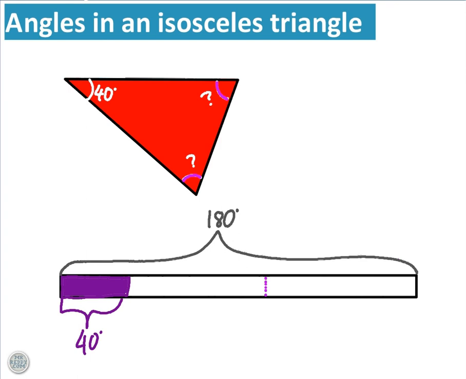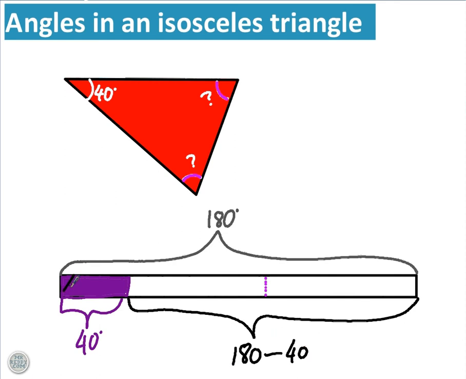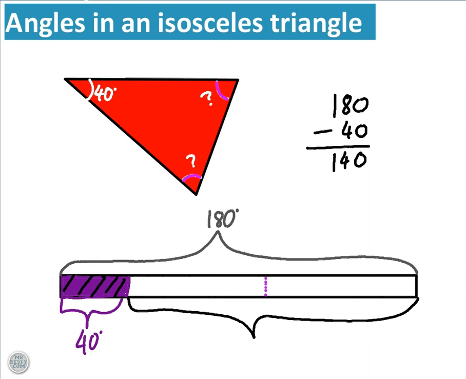Well, I can work that out. This portion here is 180 take away 40. If you imagine getting rid of this, what are you left with? You're left with 180 take away 40, which is 140. So if this is 140 and I have to split it equally amongst the two angles, then that's a matter of doing 140 divided by 2. 70 degrees. So this is 70 and this is 70.